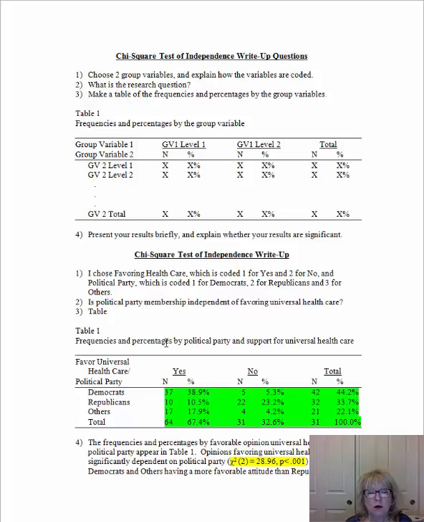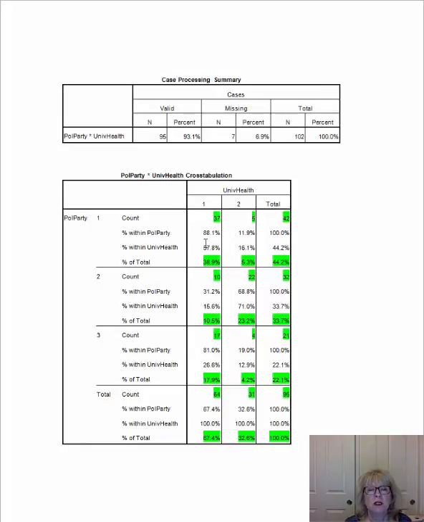The way I know that Democrats and others had a more favorable attitude, if I look here in my second row, I see a predominance of favoring for Democrats, a predominance of unfavoring for Republicans, and again a predominance of favoring for independents. And that's it.